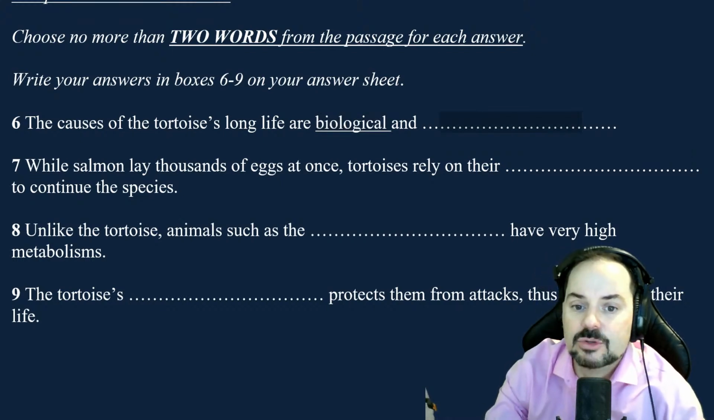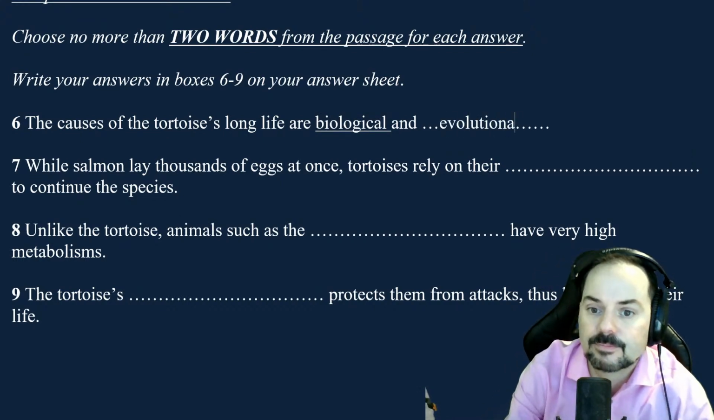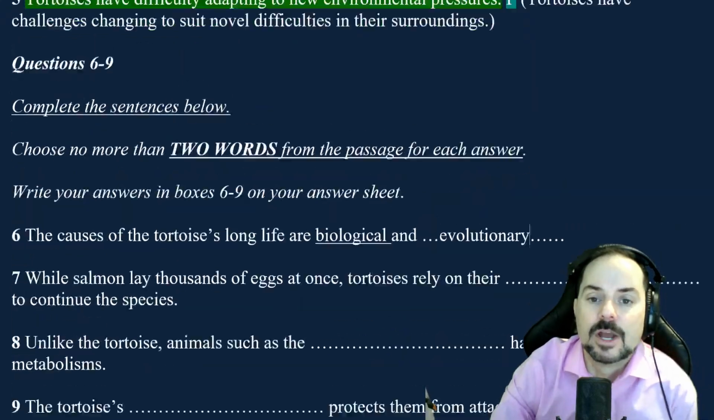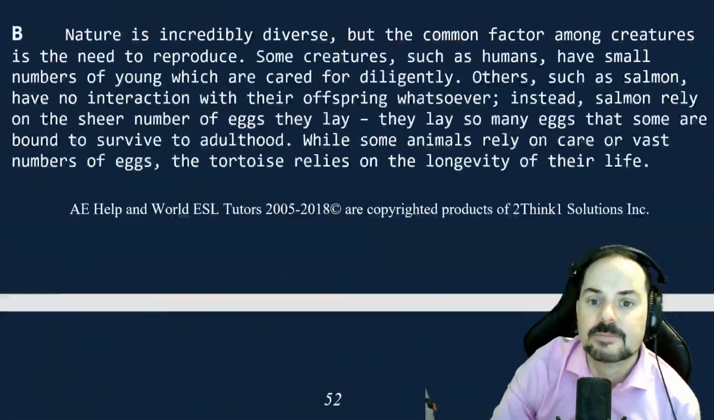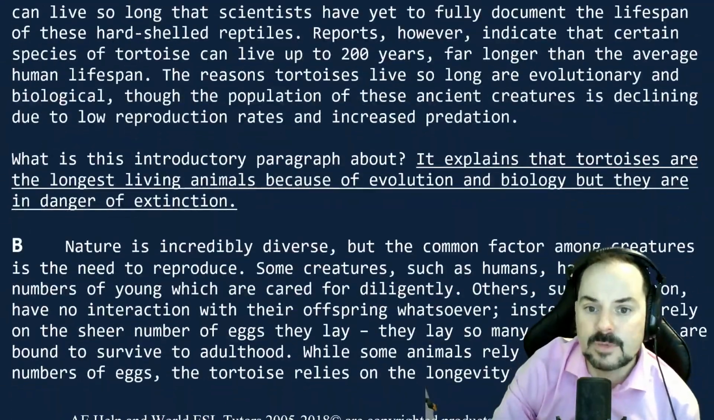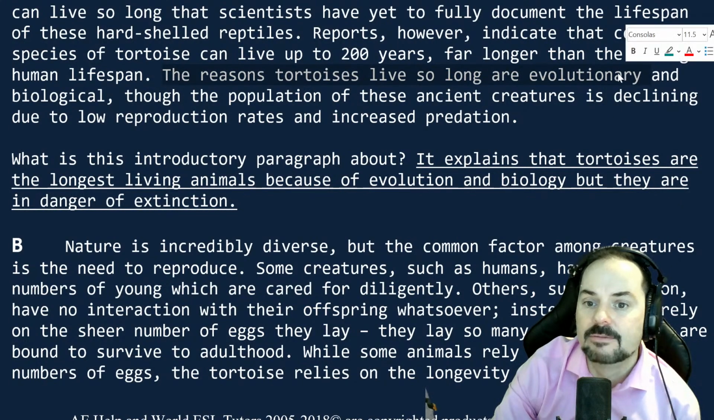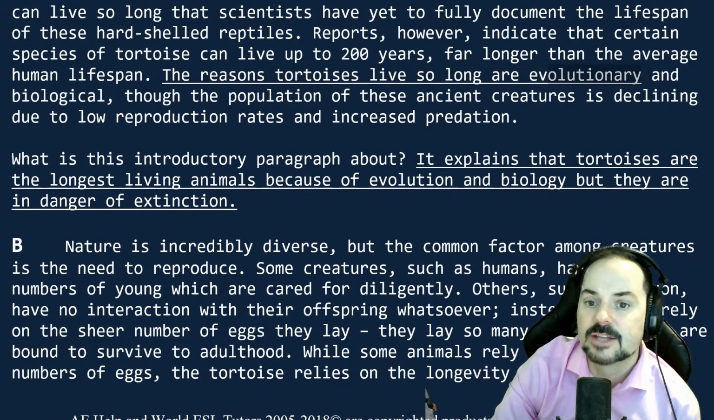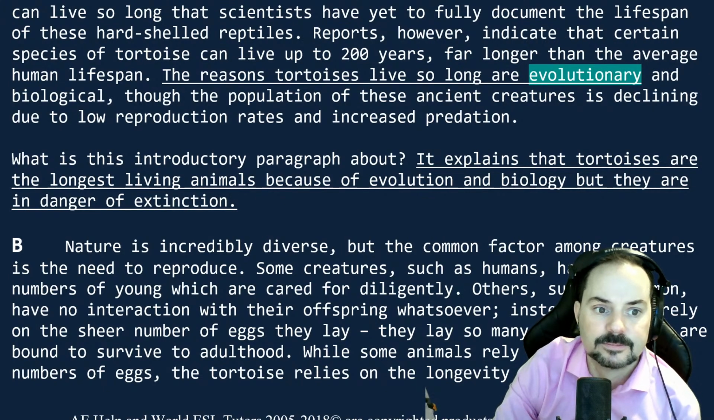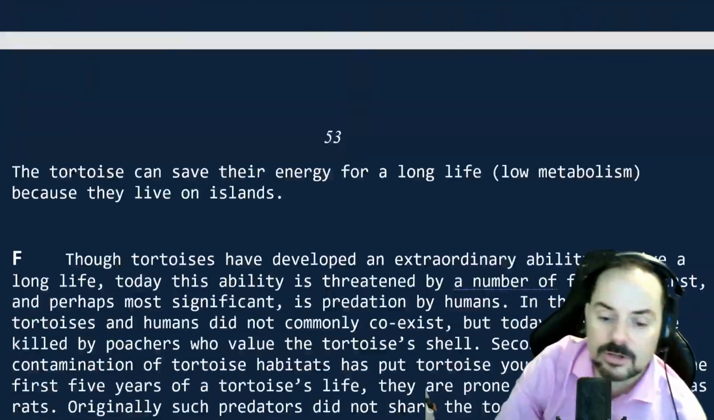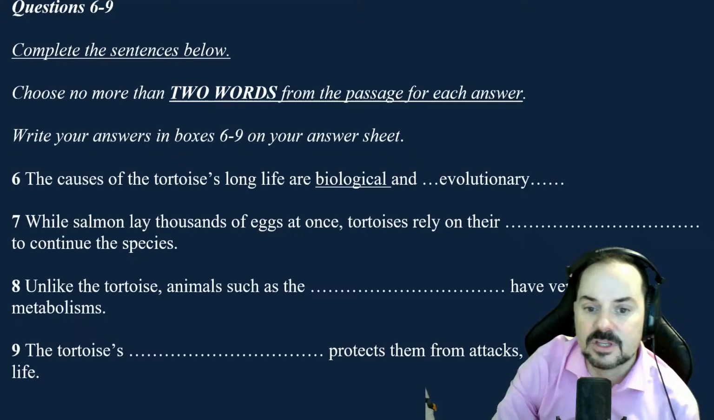They say it's evolutionary. Yeah, that's right. And if I really want, I can look. It was in the very beginning here. It says, the reasons the tortoises live so long are evolutionary. There's the answer. And biological, right? So there's the word I was searching for there. But you shouldn't have to search for all of these. You should be able to answer some of these without looking.